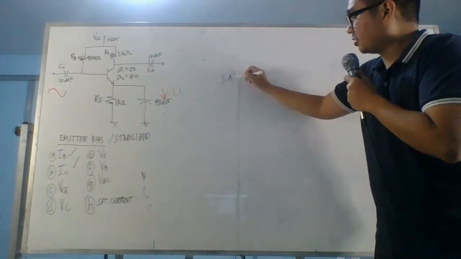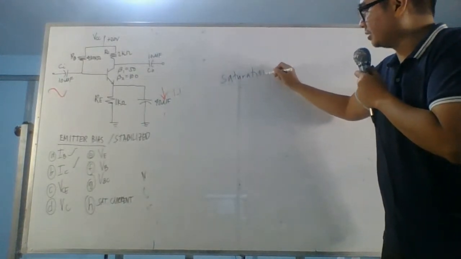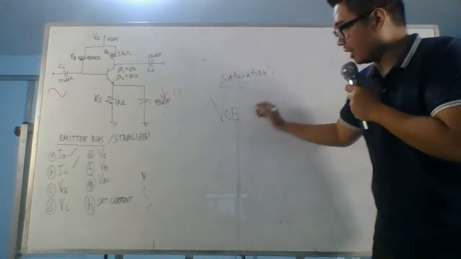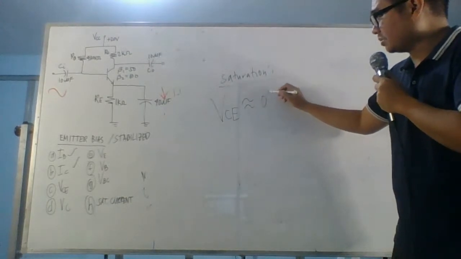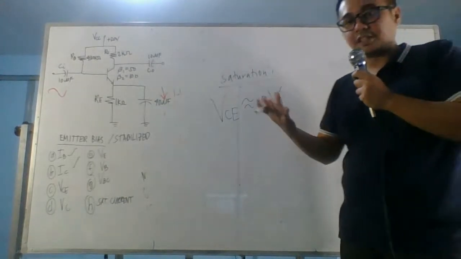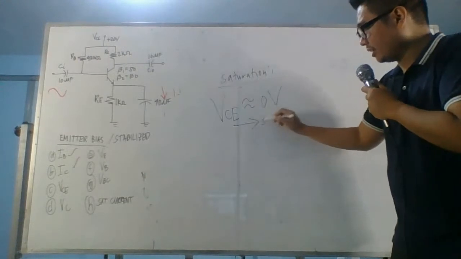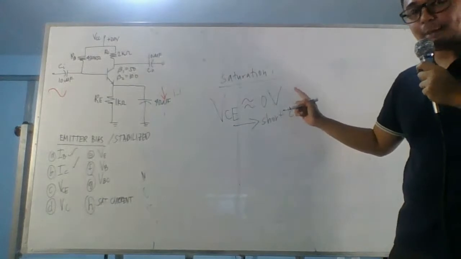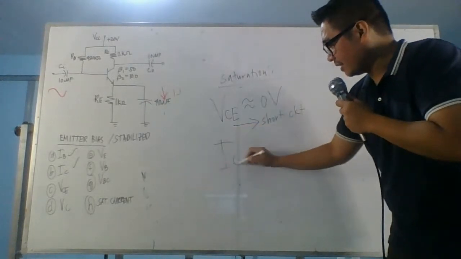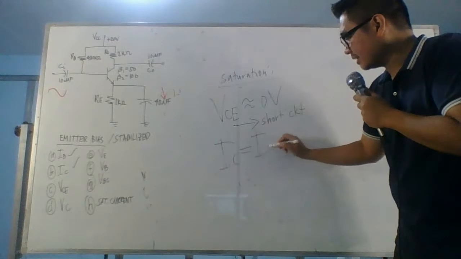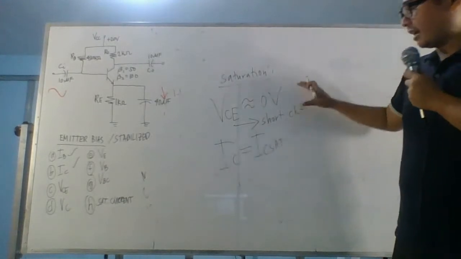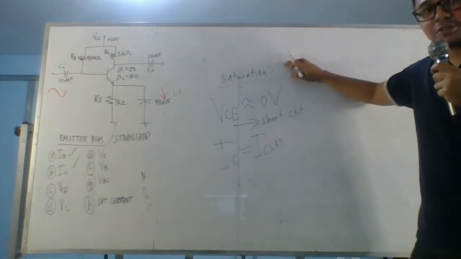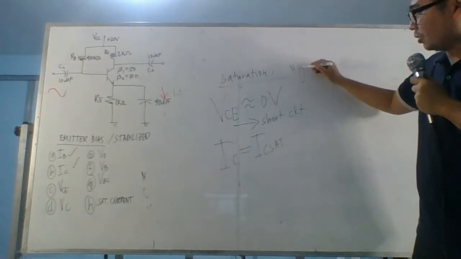Pag saturation, nag-enter into saturation, VCE or the output voltage must be equal to 0. Alam natin, kapag 0 ang voltahe, this is equivalent to a short circuit. So, itatandaan niyo na IC is equal to IC SAT. Pag ganito ang voltahe at kuryente ng ating BJT, it means nakasaturate na siya or naka-on.